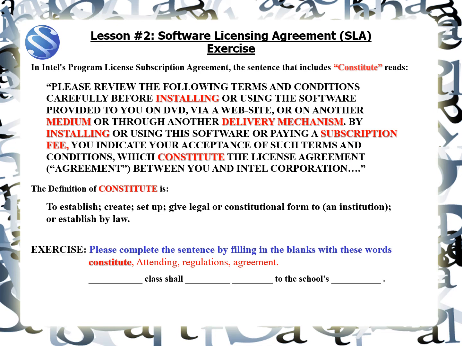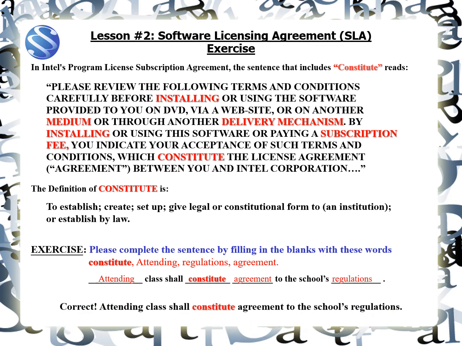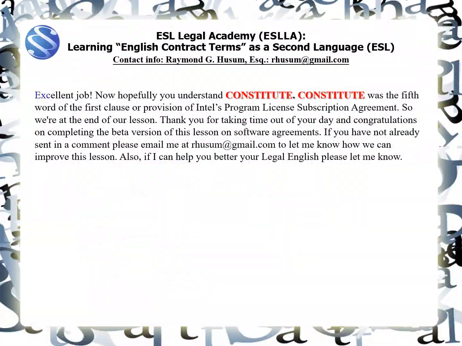The exercise for constitute is, please complete the following sentence by filling in the blanks with these words: constitute, attending, regulations, agreement. Correct. Attending class shall constitute agreement to the school's regulations. Excellent job. Now hopefully you understand constitute. Constitute was the fifth word of the first clause or provision of Intel's program license subscription agreement.